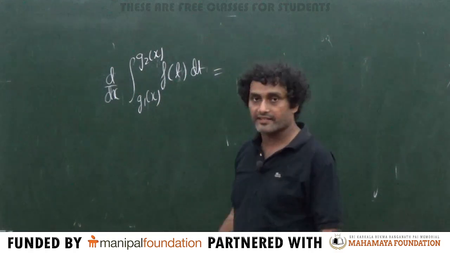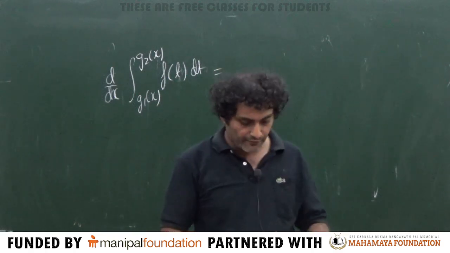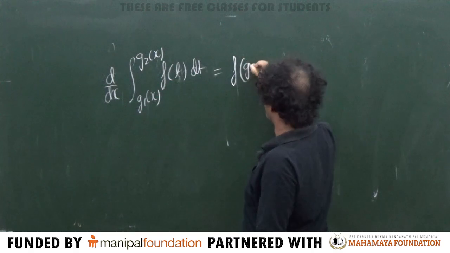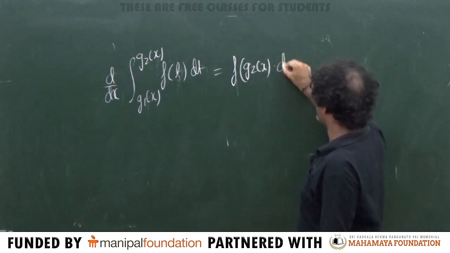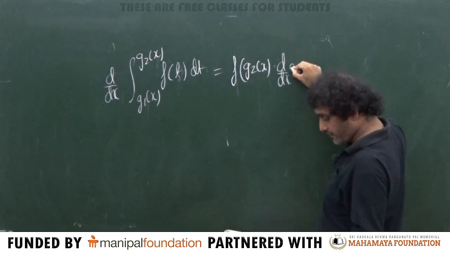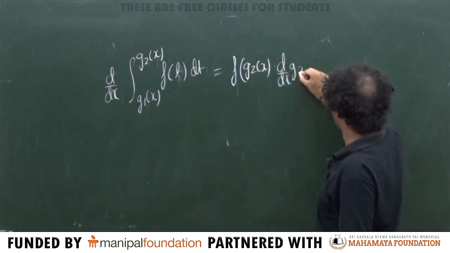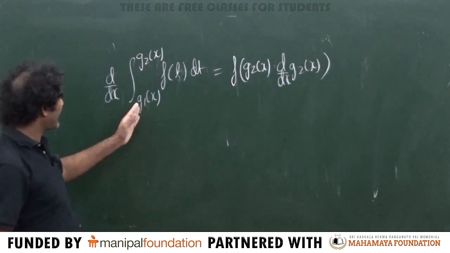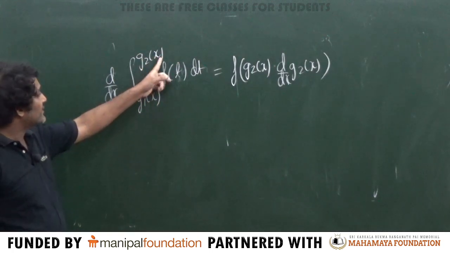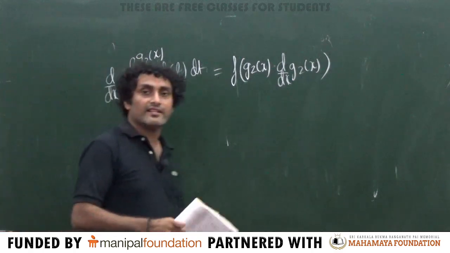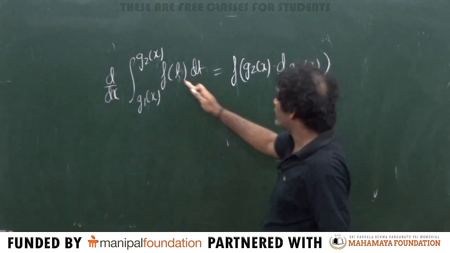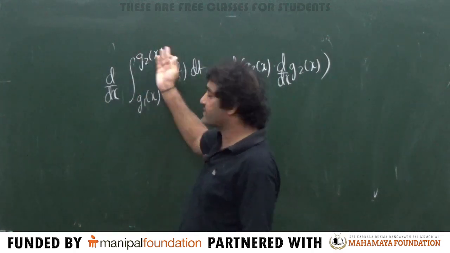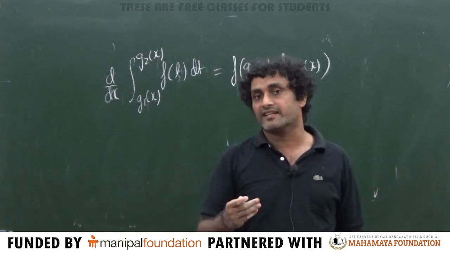If it is given like this, what do you do? Instead of t, first start with the upper limit: g2(x) into d by dx of g2(x), differentiate your g2(x) function. That means if sin x is here and tan square x is here, this is g2(x) is sin x, g1(x) is tan square x. So what if f of t is t square? In place of t you put here, this was sin x, right? Like that. So it will be sin x the whole square.